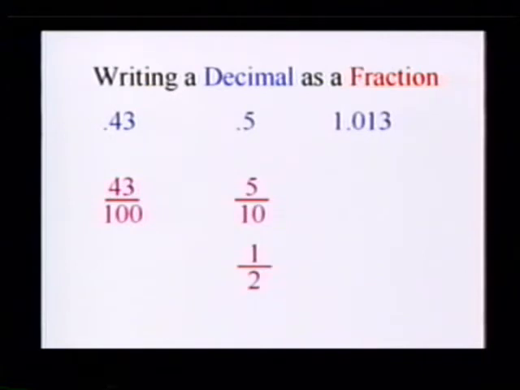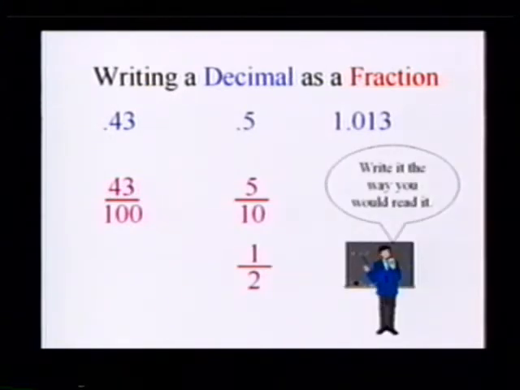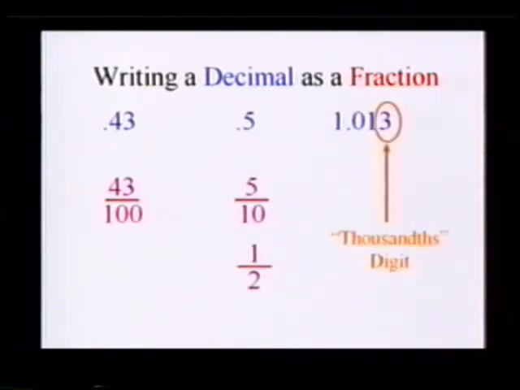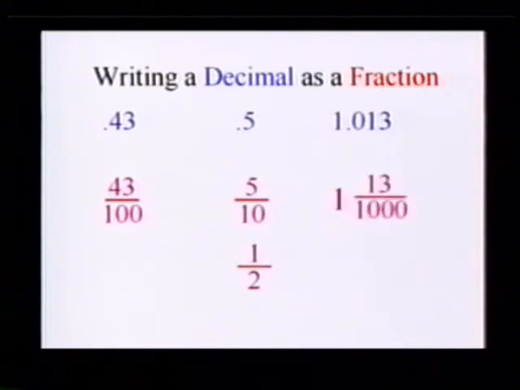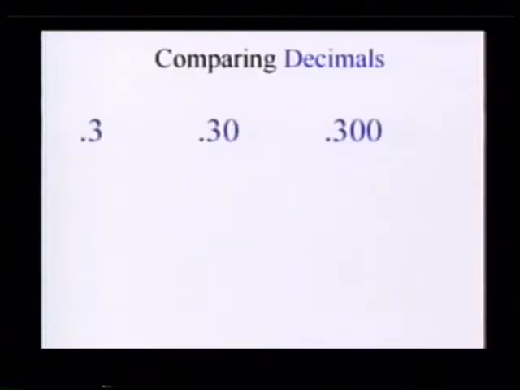How about this one? Well, I'd write it the way I'd read it. If you read it properly, you would say 1 and 13 thousandths, okay? And if you needed to reduce it, you would, but we don't need to. So that's your answer. So that's simple.